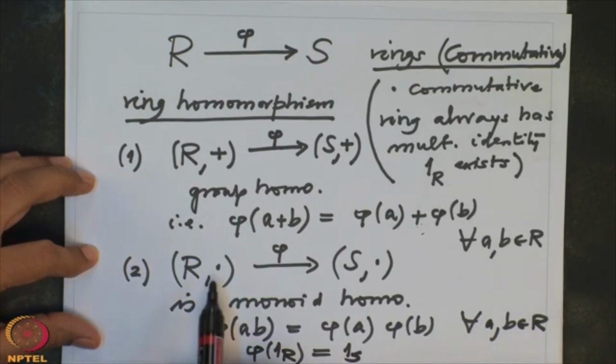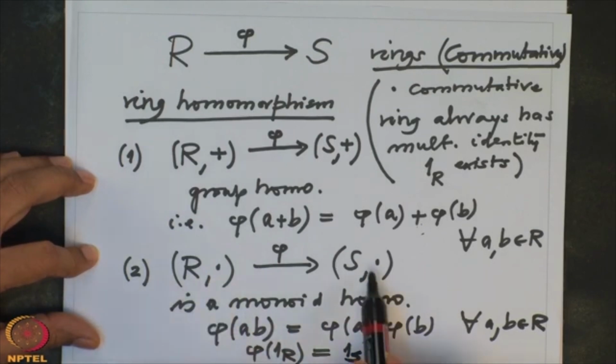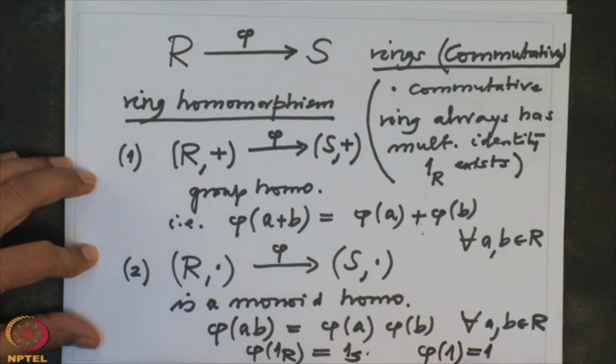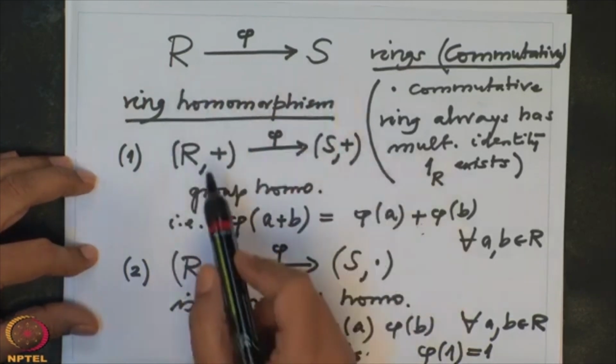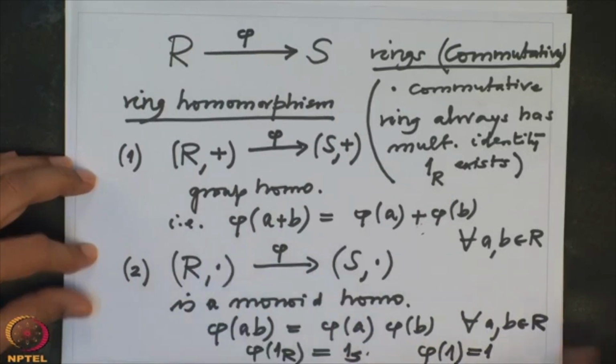1_R means the multiplicative identity in R and 1_S means the multiplicative identity in S. This also I will drop eventually. I will just simply write phi 1 equal to 1. Usually in many books this is not assumed, but we are assuming this. So a map from R to S satisfying both these properties is called a ring homomorphism.